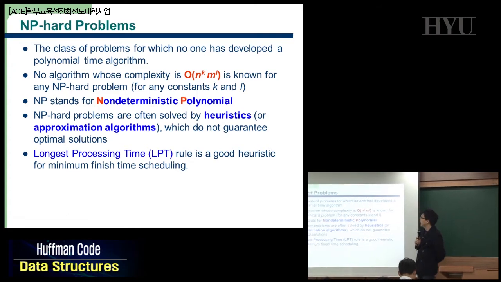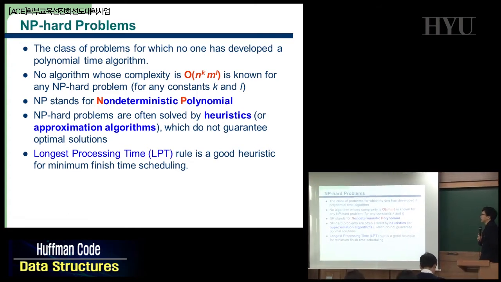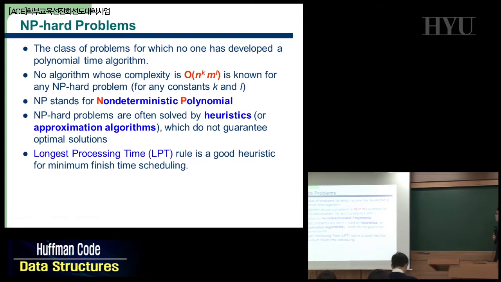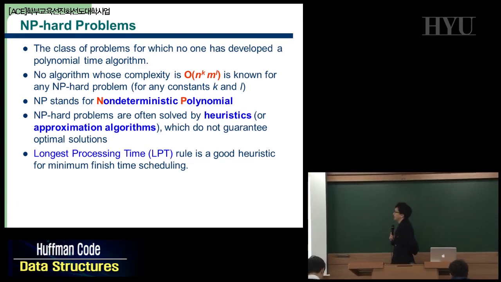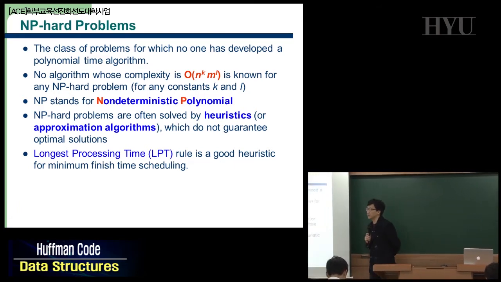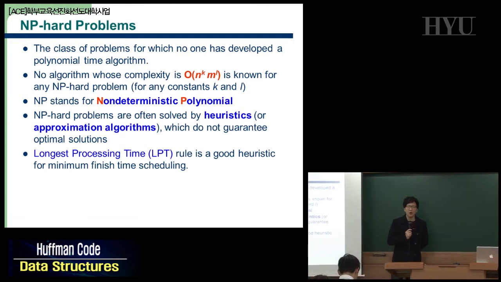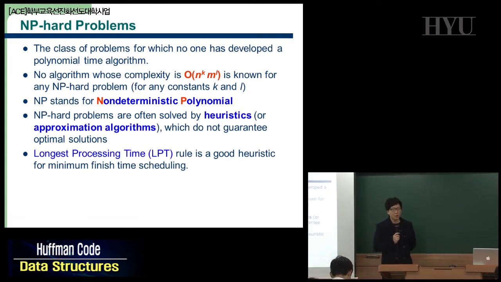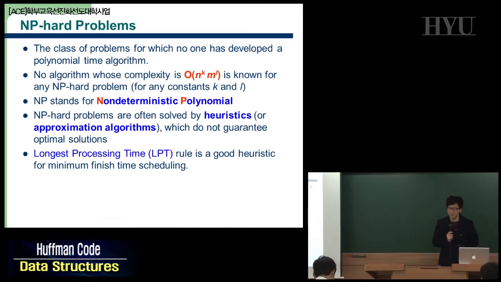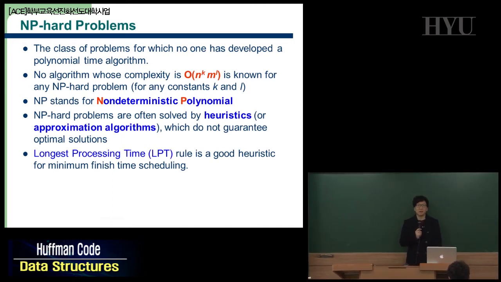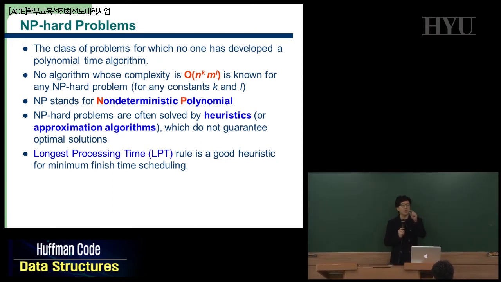NP stands for non-deterministic polynomial problems. And NP-hard problems are often solved by heuristics. So it's approximation algorithms, heuristics. Let's do our best. Let's see what our brain can do. Let's come up with some ways to do this. As simply as it gets, like you take out the shortest time first and put it into every single machine. That is one heuristic algorithm, right?